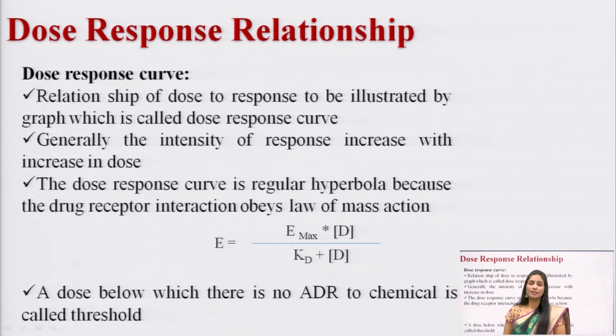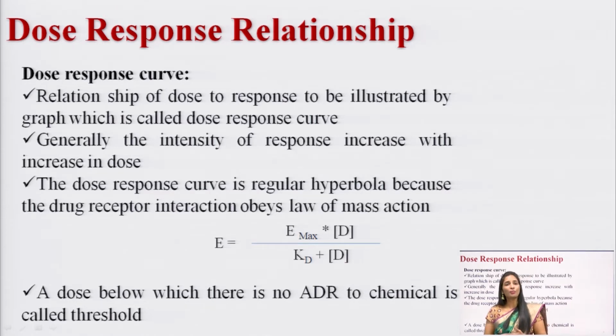And next we will discuss the dose response curve. So, what is a dose response curve? It gives the relationship of dose to its response. If you are illustrating this dose to response relationship in a graph, then you can call it a dose response curve.